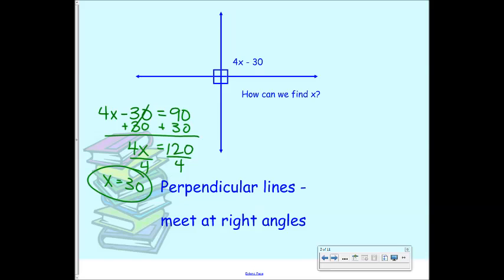And that's it. I'm not really ever going to ask you to plug it back in. Why not? Because every time you plugged it back in, what would it give you? 90. So you're not telling me any information I didn't already know. I knew it was 90 because it's perpendicular. So typically here, you're just solving for x. Okay? It's not like you couldn't do it. You could absolutely plug it back in. It's just not telling me any information I didn't already know. Okay, so those are always going to make a right angle.